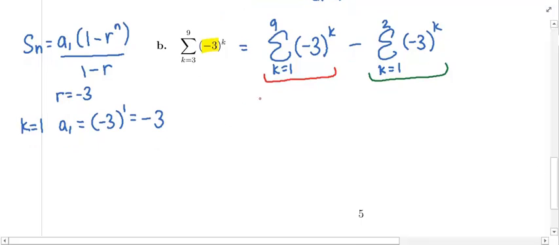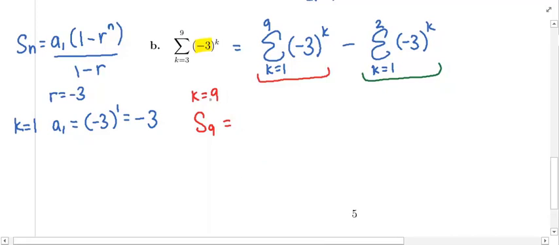Let's start with the first series here. The first series is calculating the 9th partial sum. We're starting at 1 and going up to 9, so we're adding the first 9 terms of the series. So here we go. We're going to plug in our k value, which is 9. We're getting S9. We're going to go to our formula. Over here, in the generic formula, everywhere you see an N, you're going to plug in 9.